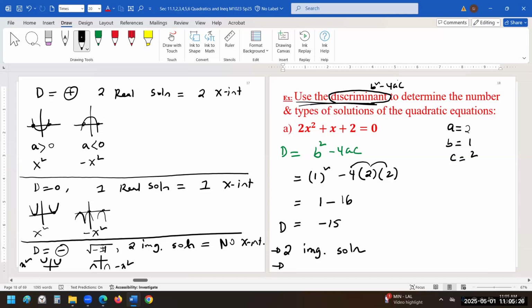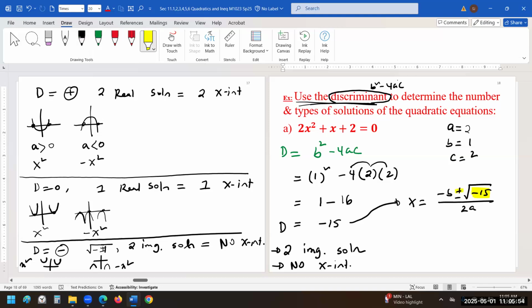How many x-intercepts do we have? None, because these are imaginary. No x-intercept. You don't have to memorize this as long as you know what you're doing. Discriminant is negative. It means you have x equals negative b plus or minus the square root of a negative number, over 2a. This is what it means for the discriminant to be negative.